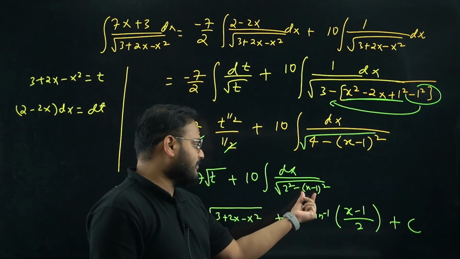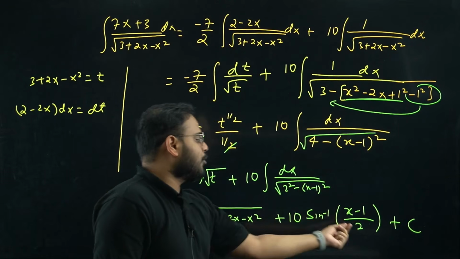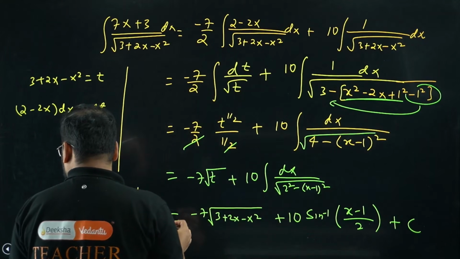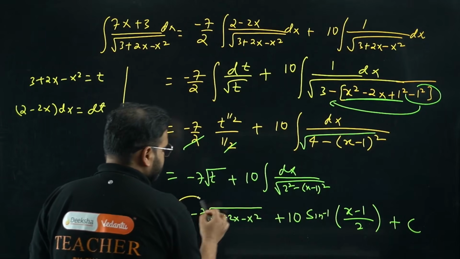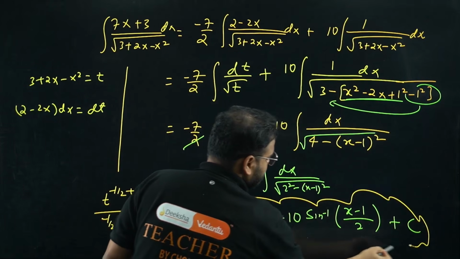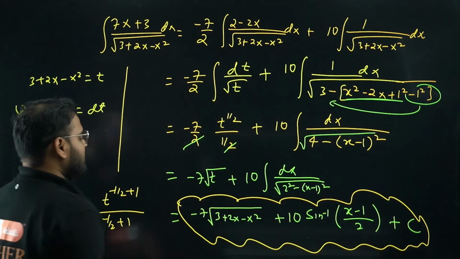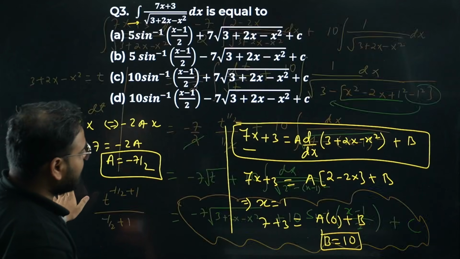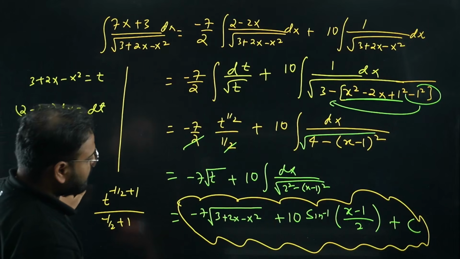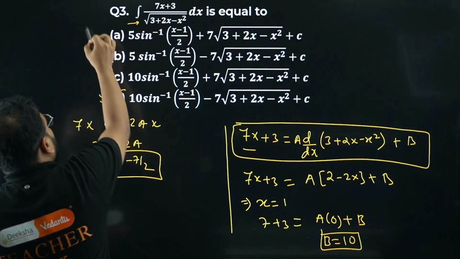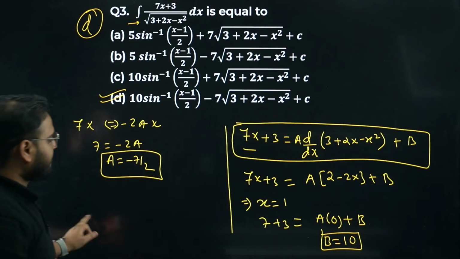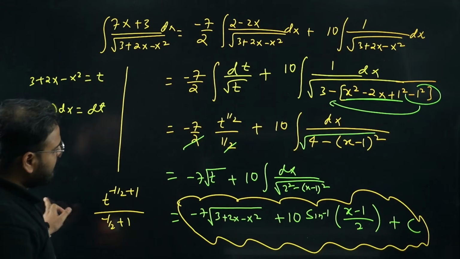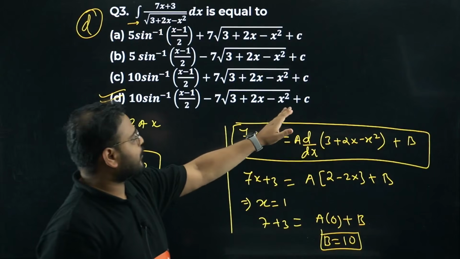What is x over here? X minus a is x. And what is a over here? 2 square, so that's why 2. This is your answer, please check. Minus 7, then root 10 sine inverse of x minus 1 by 2. The option is option number D. Please check: 10 sine inverse of x minus 1 by 2 plus c and minus 7 times of this thing. Correct? Option D is correct.